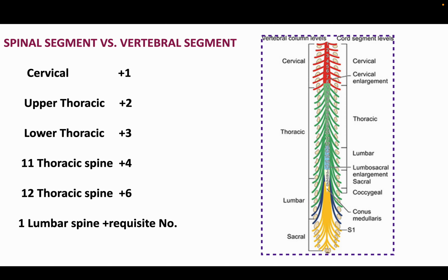Now the lumbar enlargement extends from L2 to S3, which is widest at S1 and is 35 millimeter in size. So why is this enlargement there?